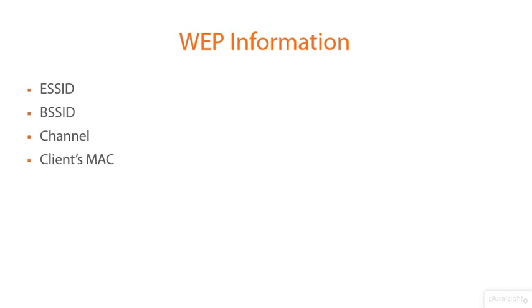To make WEP cracking work, you will also need to know the following information about the target. First, you need to identify the name of the wireless network, the ESSID. Then, try to identify the MAC address of the access point, the BSSID. And you need to know the wireless channel being used. And finally, write down the MAC address of the wireless client. Let's begin.